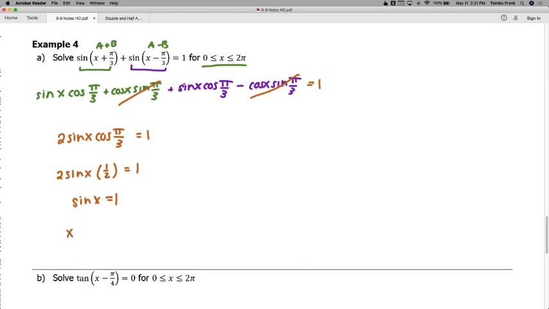Now, mathematically, the way that we're going to do that to get x by itself, which is ultimately what we're solving for, to get rid of sine, we don't divide by sine because x is on the inside of that. We take the inverse sine in order to get that.